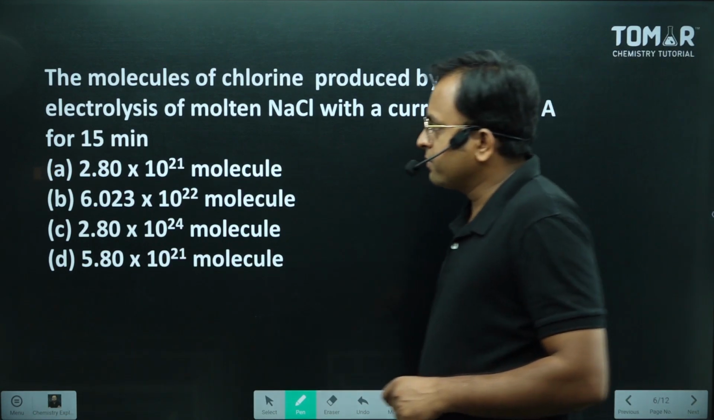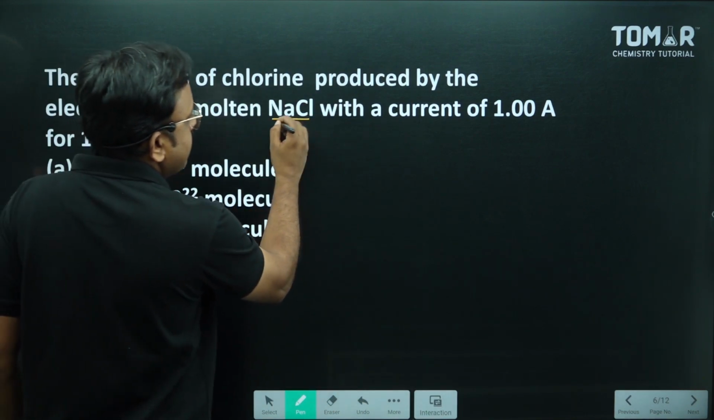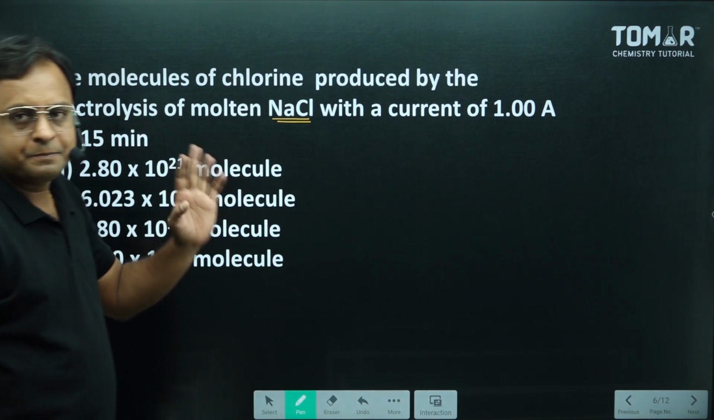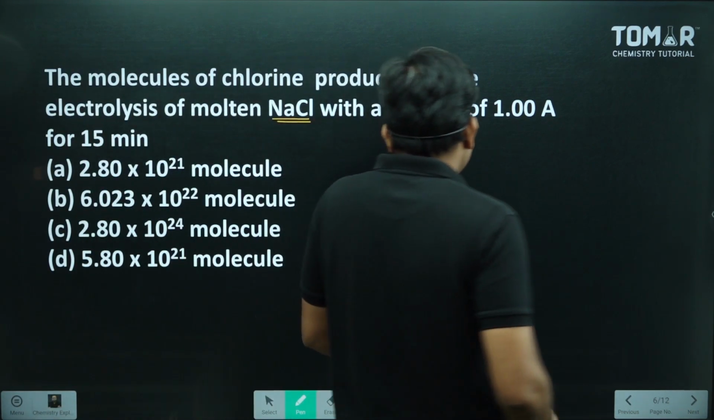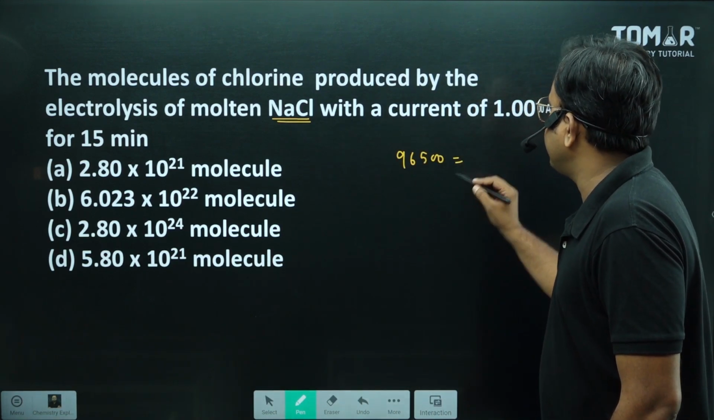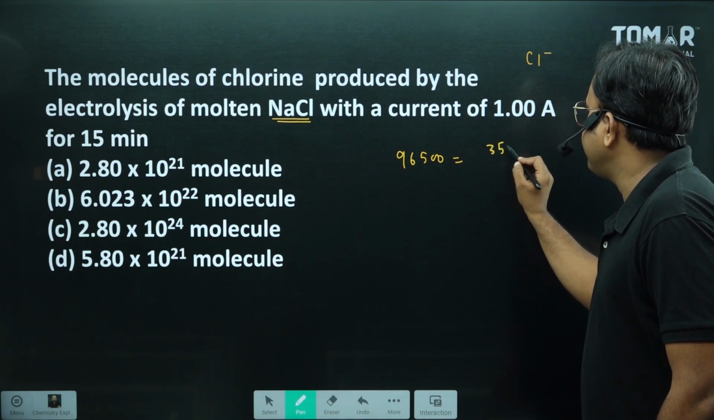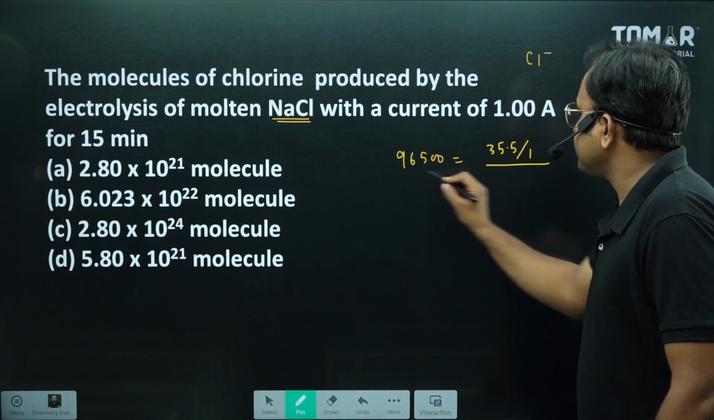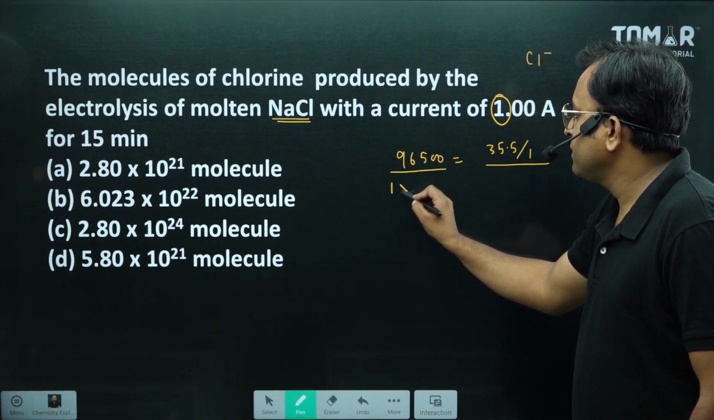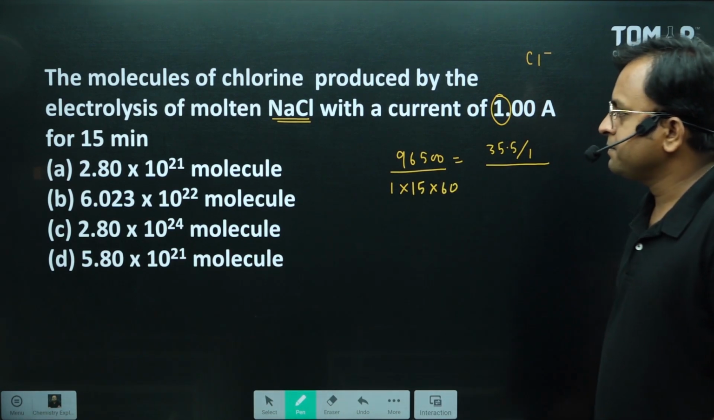The molecule of chlorine, very good question. How many molecules of chlorine are produced by the electrolysis of molten NaCl with a current of 1 ampere for 15 minutes? 1 farad, 96500, will deposit 1 equivalent, and 1 equivalent of chlorine is 35.5 upon 1. Current of 1 ampere is passed for 15 minutes, 15 into 60.